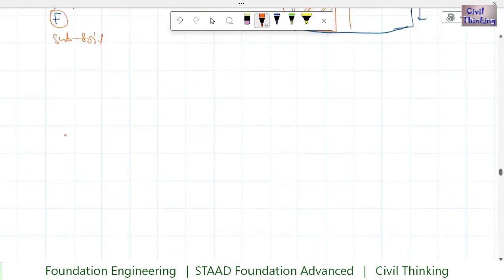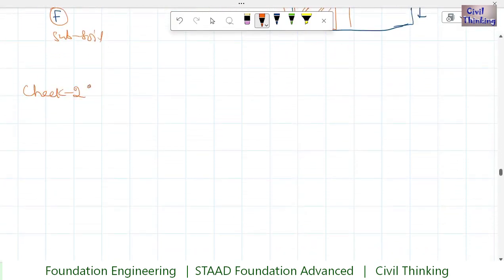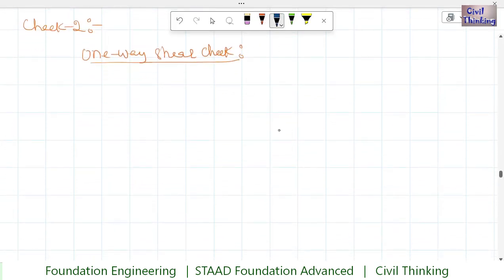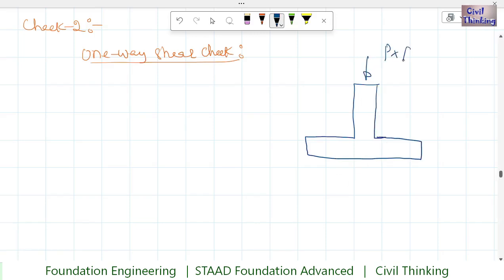So what is check 2? Check 2 is the shear check, and in the shear check we first have the one way shear check. It is called one way because we only consider one side. So for example, let me draw an isolated footing. Now this is P times factor of safety. So this is our pressure diagram. This is the pressure on this contact surface because of the subsoil.